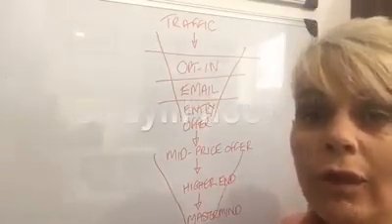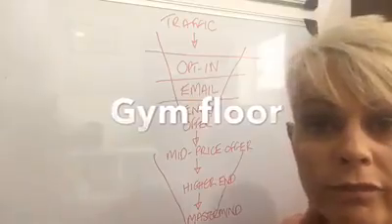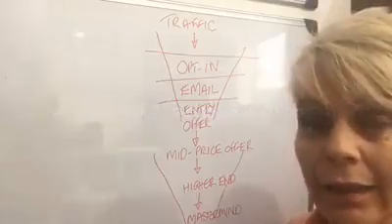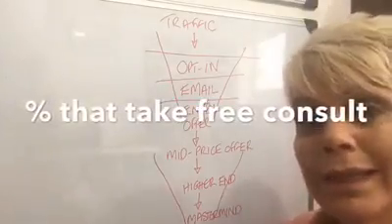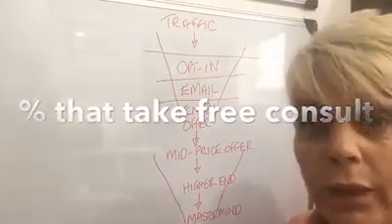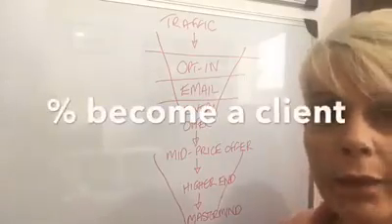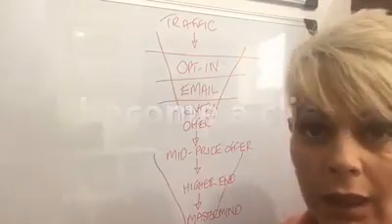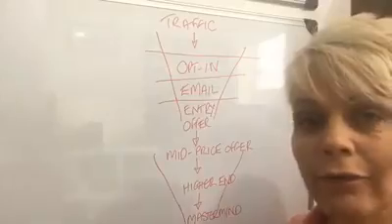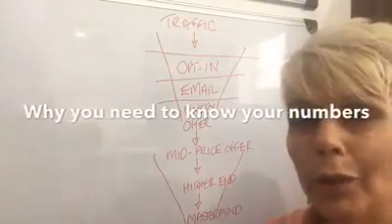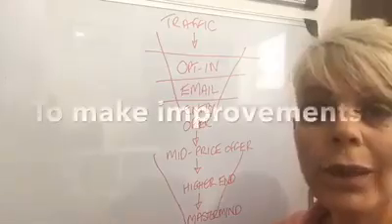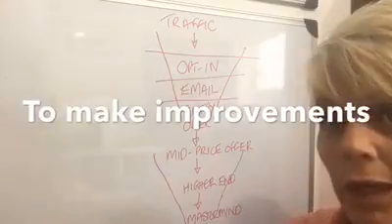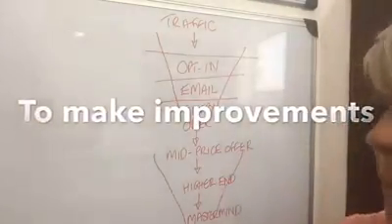So for example, offline, it might be that you walk the gym floor, you talk to X many people per day, and of those people, a percentage will take up a free consult with you, and of those taking up the free consult, a percentage will go on and become a client. That is a funnel in itself, and the reason to know your numbers through the funnel is to improve it or to set yourself new targets. I'll show you with an online example here, so I hope you can see most of this.